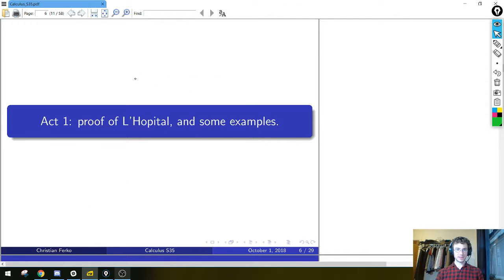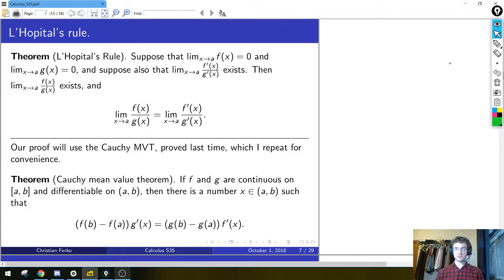Okay, so let's go back to L'Hopital. So I've repeated the theorem from last time. Last time I think we stated but did not prove the theorem. So the idea of this theorem is that under pretty mild assumptions, that the limits for f and g as x goes to a both exist, and the limit of the quotient of their derivatives also exists. These are very mild assumptions. If that's true, then the limit of their quotient is the same as the limit of the quotient of their derivatives. So this is, I think, surprising and also quite powerful.